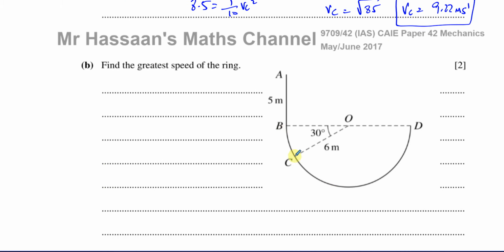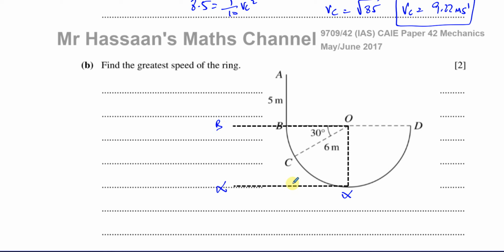Now, of course, the greatest speed of the ring is going to be when it's got the maximum kinetic energy, and that will be when it's furthest vertically away from the start point, which is from B. So it's going to be when it's exactly 6 meters below B. We can do this in two ways. I think the safest way is to take from B to this lowest point. Let's call this point X.